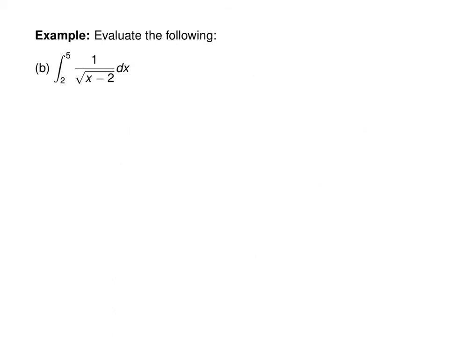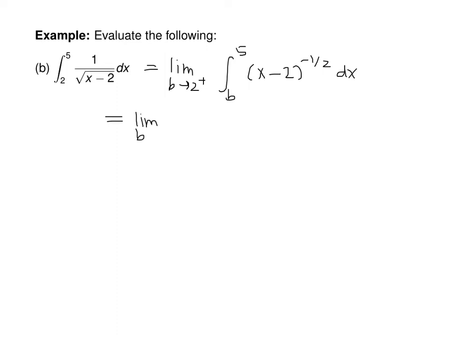Alright. The integral from 2 to 5 of 1 over the root of x minus 2. Once again, here the problem is at the lower bound at 2. So we find the limit as b goes to 2 from the right, integral from b to 5, and I'm just going to write that as x minus 2 to the power of negative 1/2.